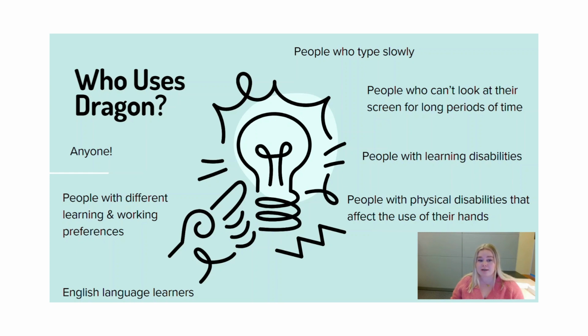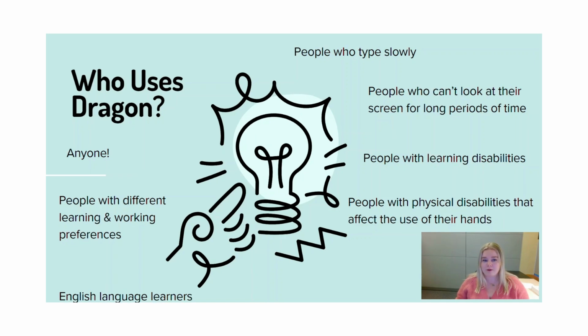Please note that Dragon NaturallySpeaking is only compatible with Windows and does not work with Mac computers. There are also legal and medical versions, which contain specific vocabularies, as well as Dragon Anywhere, which can be used with iOS and Android. Today I am using Dragon Professional Individual version 16.